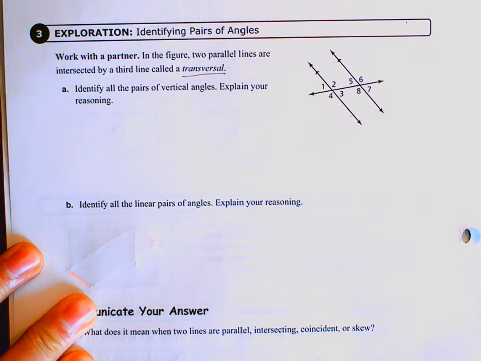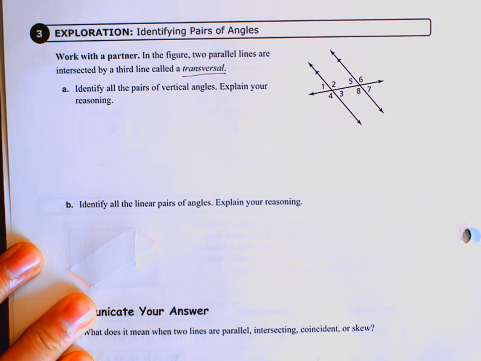And now let's talk about our prior knowledge. What are some things we do know about intersecting lines? Well, we know that when you intersect two lines, you get a set of vertical angles. You get four pairs. Two pairs, I mean. But since you got two lines, you're going to get a total of four pairs. Now we're going to identify all the linear pairs as well.